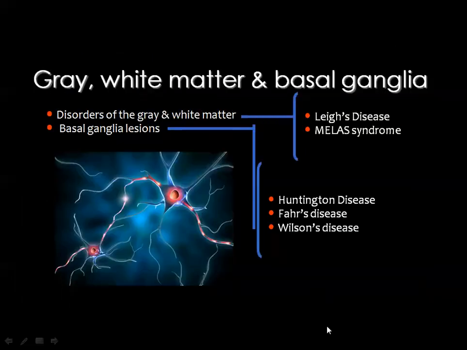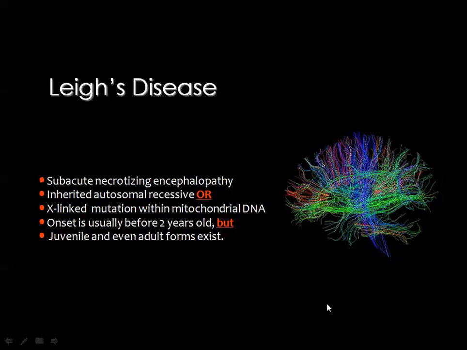this pathology. Then we came to the lesions affecting the gray and white matter as well as those affecting the basal ganglia. The gray and white matter lesions will include Leigh's disease and MELAS syndrome. Leigh's disease is a subacute necrotizing encephalopathy, and it is inherited as an autosomal recessive or X-linked mutation within the mitochondrial DNA. The onset is usually before the age of 2 years, but as in every disease of the white matter, there may be some juvenile and even adult forms.